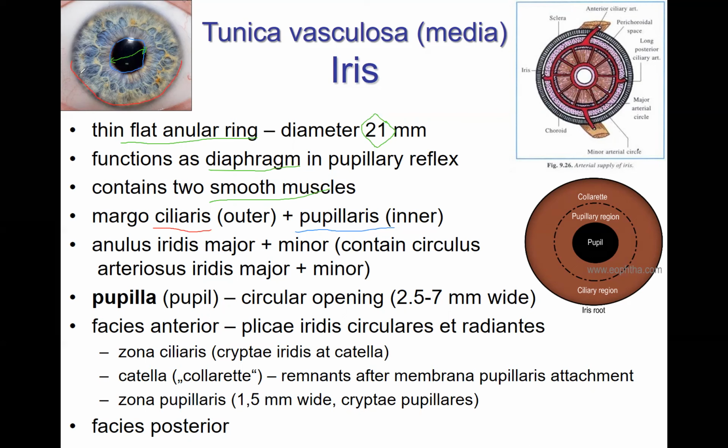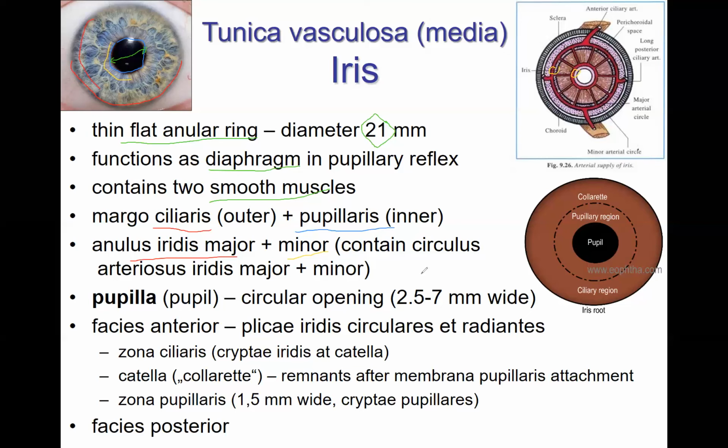There are two annuli, the major annulus and the minor or lesser annulus. And they contain arterial rings, as you can see here and here. The major and minor, so the greater and lesser arterial ring of the iris are here, just to supply it.